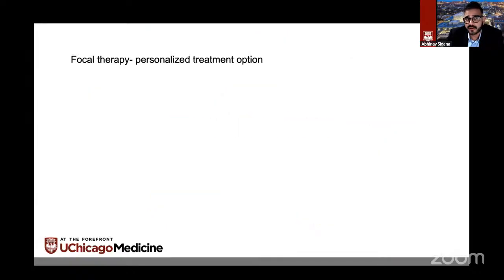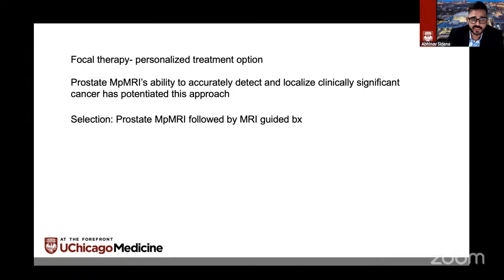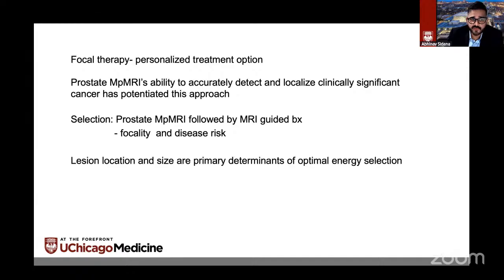So to conclude, focal therapy is a very personalized treatment option. It can be dialed down for less aggressive cancer and can be dialed up for aggressive cancer. Prostate MRI's ability to accurately detect and localize clinically significant cancer has potentiated this approach. Selection for focal therapy is done by MPMRI followed by targeted biopsy.